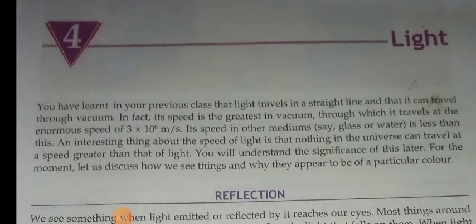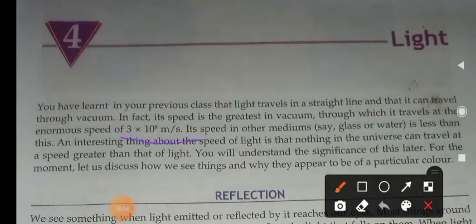Today we are going to discuss the fourth unit in physics, light. The word is familiar for you, isn't it? So you know that light travels in vacuum at a speed of 3 into 10 power 8 meter per second. Am I right? You know the speed of the light. This is the speed of the light: 3 into 10 power 8 meter per second in vacuum. In other mediums, it is less than this.